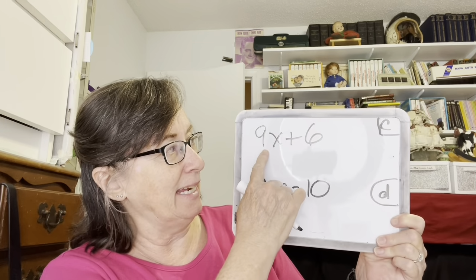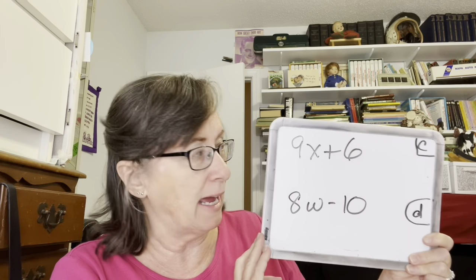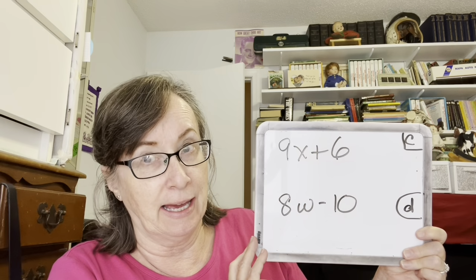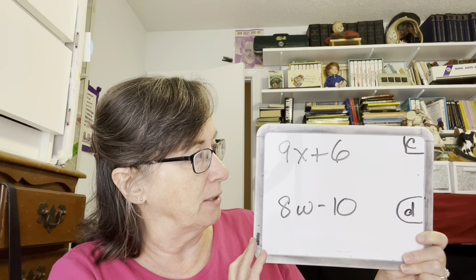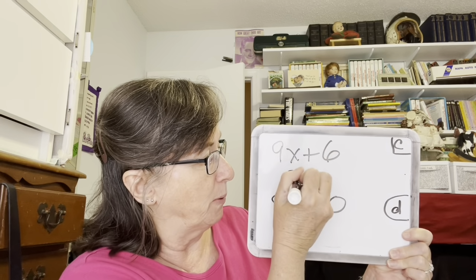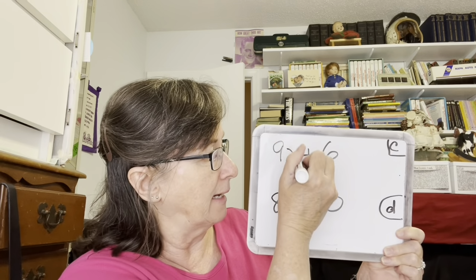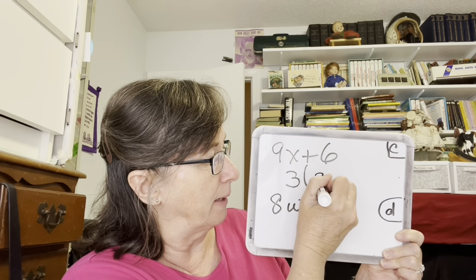Okay, 9x plus 6. We think, what factor do 9x and 6 have in common? They both have a 3. So we pull the 3 to the front as a common factor. 9x divided by 3 is 3x.